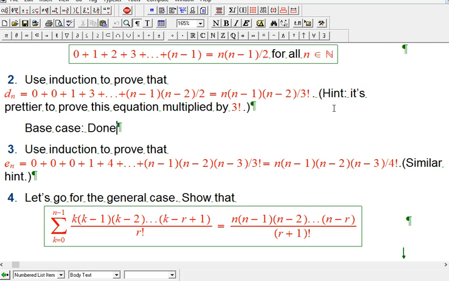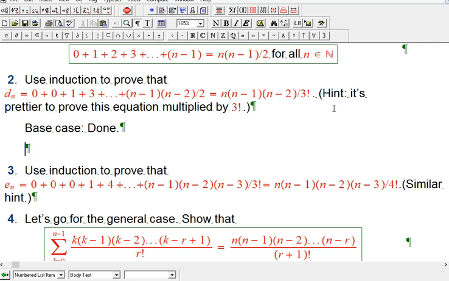Base case is done. We already did, it's in the table. You do have to remember to do the base case, but we did it. And whenever you're doing these things experimentally, sort of informal induction and guessing, you're going to have done a bunch of base cases. It's not going to be an issue.